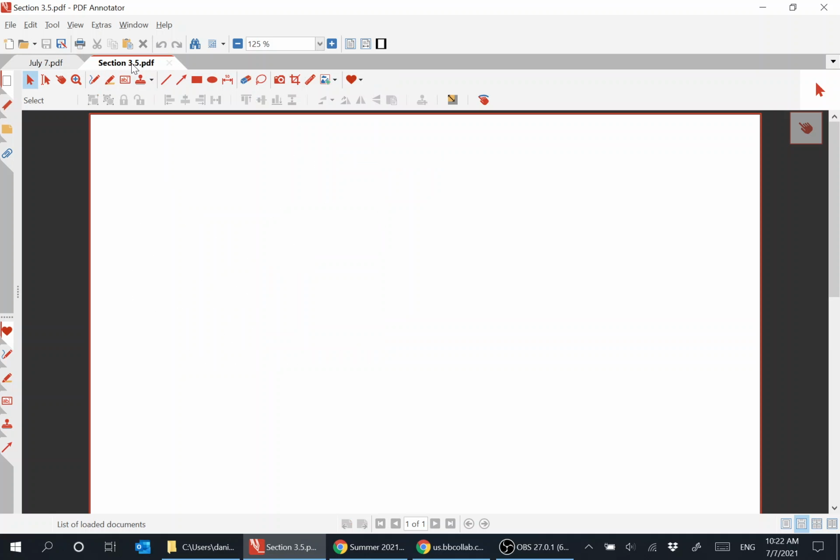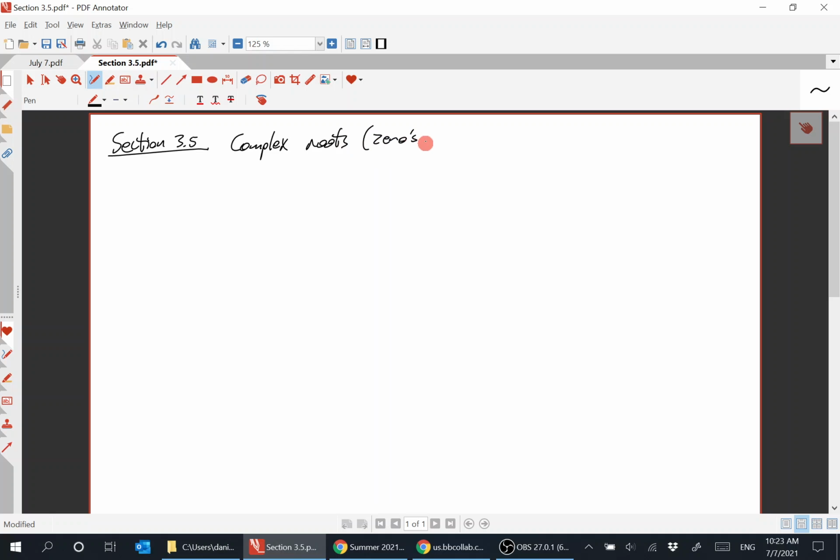Okay. So moving on to section 3.5, I know some of you already know what we're going to talk about here because I've seen you do it in the homework once in a while. But let's talk about it some more. I'm sure some of you haven't seen it. Complex roots, or zeros, of polynomials.